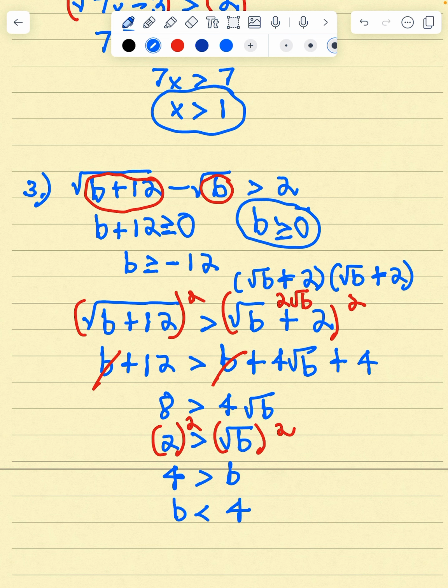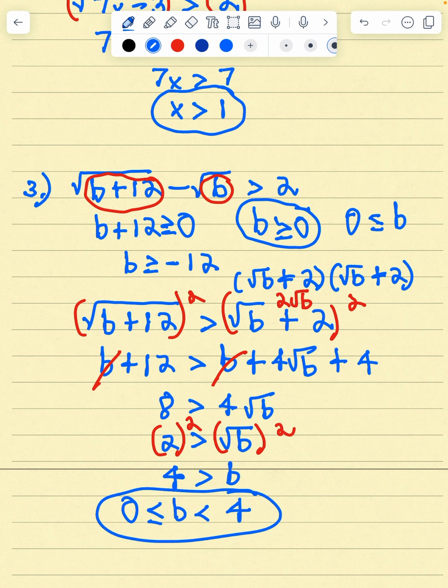So now we've got to think about this. To be a valid solution, b has to be less than 4. But so we don't take the square root of a negative, b has to be greater than or equal to 0. So I do need to put those together. If I flip this around, we would say 0 is less than or equal to b, and I'm going to add that here, so that is the solution to this inequality.